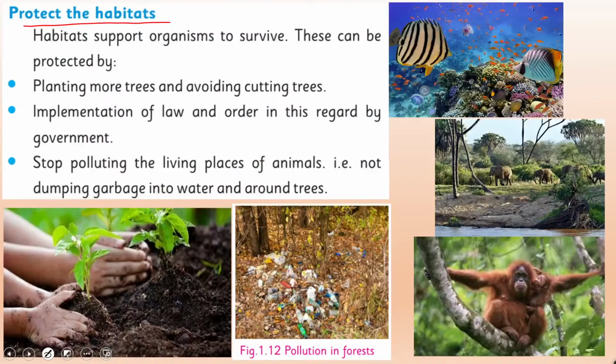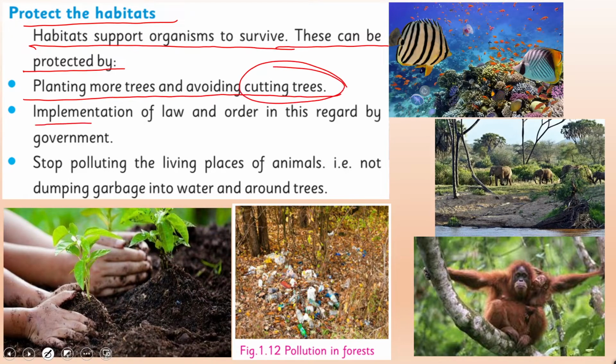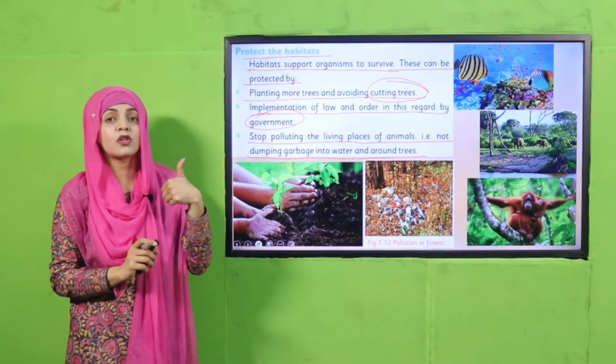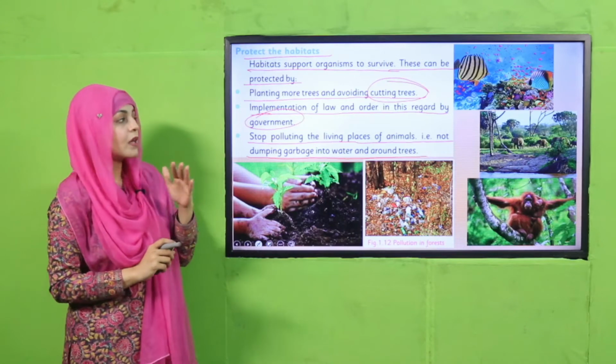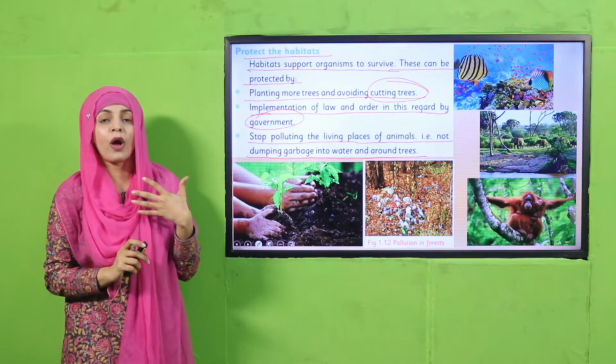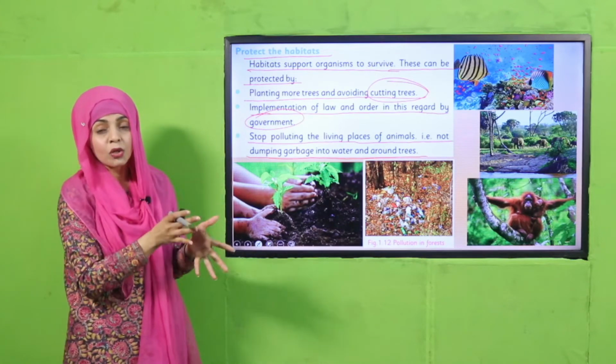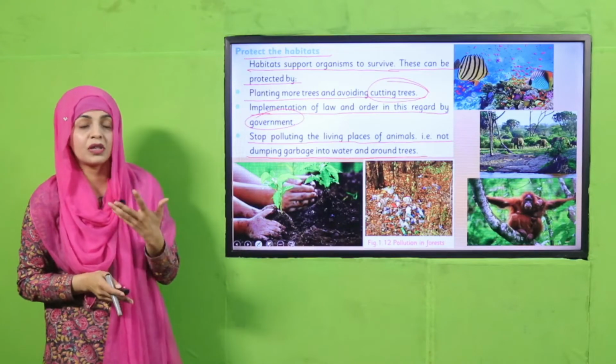So, protect the habitats. Let's quickly have a look. Habitats support organisms to survive. These can be protected by planting more trees and avoiding cutting trees. Implementation of law and order in this regard by the government. Stop polluting the living places of animals, that is, not dumping garbage into water and around trees. So my dear students, habitat को हम कैसे protect कर सकते हैं? Stop cutting the trees because they are habitat to many animals. And then government को laws ऐसे बनाने चाहिए जिससे habitat protection के ऊपर फोकस किया जा सके. And another thing, stop dumping garbage into the water bodies and around the tree areas and the trees.